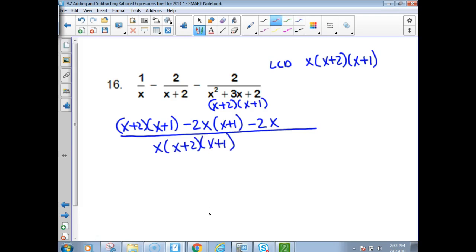Step 1. Step 2. Simplify your numerator. Multiply all that out. Okay, we get x squared plus x plus 2x, so that'd be plus 3x plus 2. Multiply by negative 2, that gives me minus 2x squared minus 2x. And then I have a minus 2x at the end.